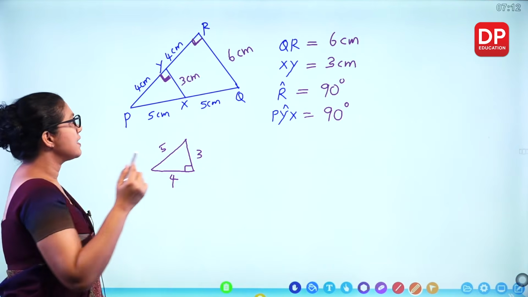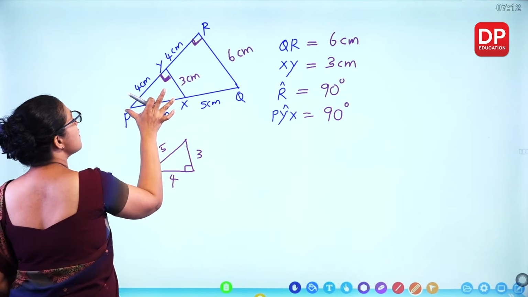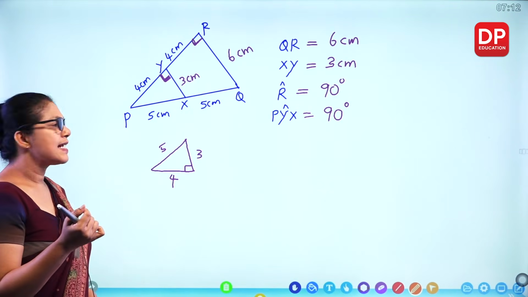So do that and see. When you construct a triangle like this, you will get 5, 4. Definitely this length should be 3 centimeters.